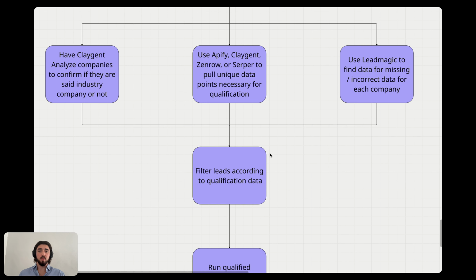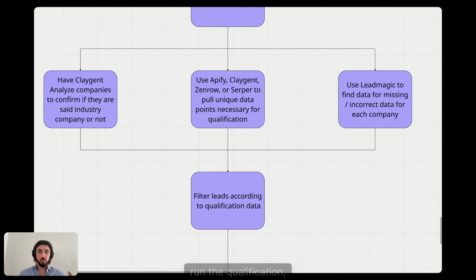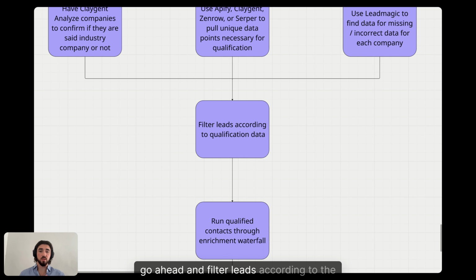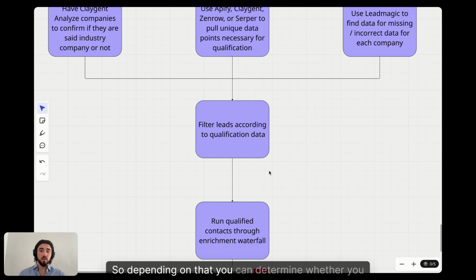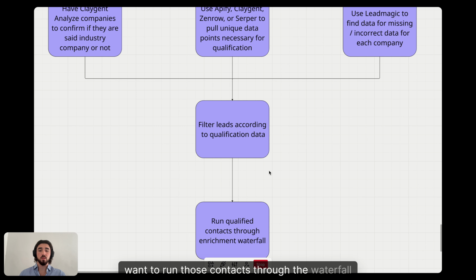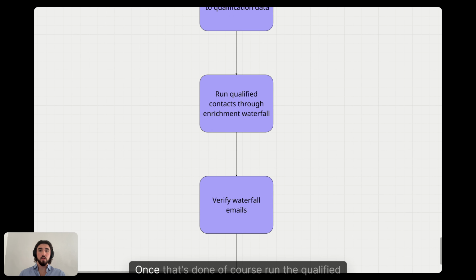And once we have run these prompts, run the qualification, we'll go ahead and filter the leads according to the qualification data. And we don't always only filter for qualified leads, because the thing is, qualification can kind of vary. If we have leads that are unqualified but they are still a fit, we still might want to contact them, so we don't want to waste them. But it kind of depends on the case. So depending on that, you can determine whether you want to run those contacts through the waterfall enrichment or not. Once that's done, of course, run the qualified contacts to the enrichment waterfall.